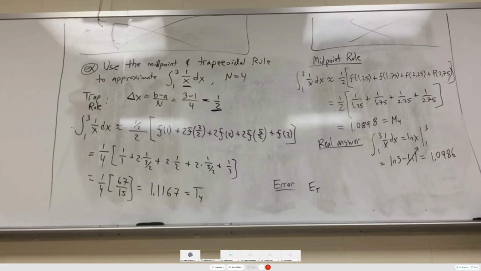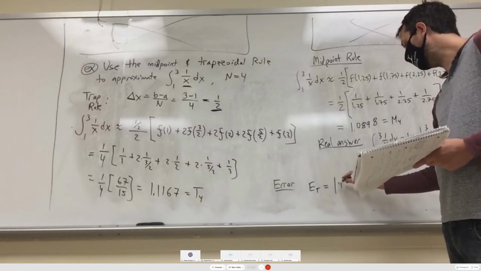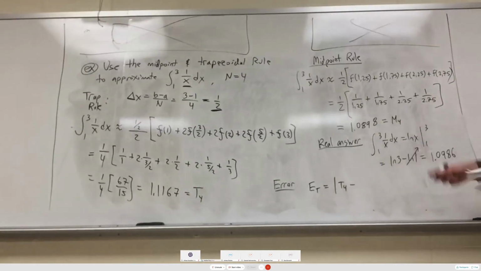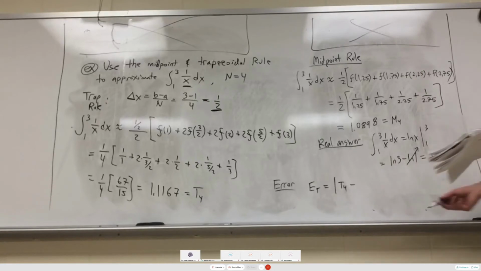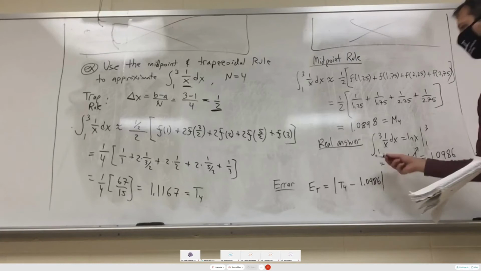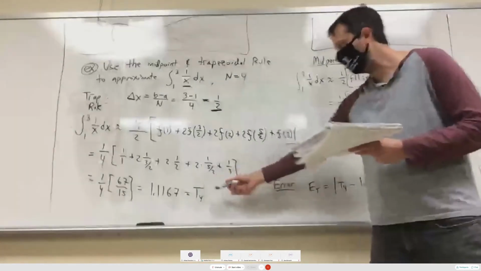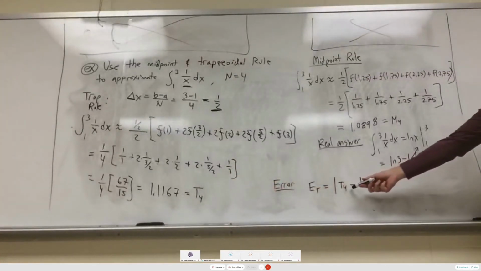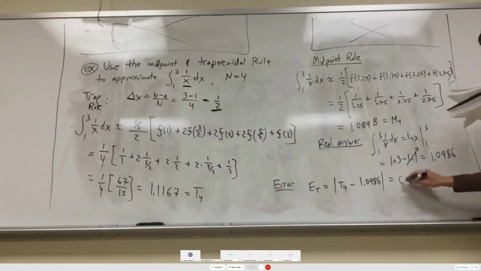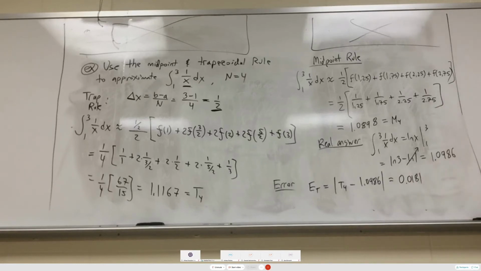So the error in the trapezoidal rule, I'll call it E sub T, is going to be T sub 4 minus whatever the real answer was. So that's 1.0986. T sub 4 was 1.1167. 1.1167 minus 1.0986 is 0.0181. Like I said, pretty close.